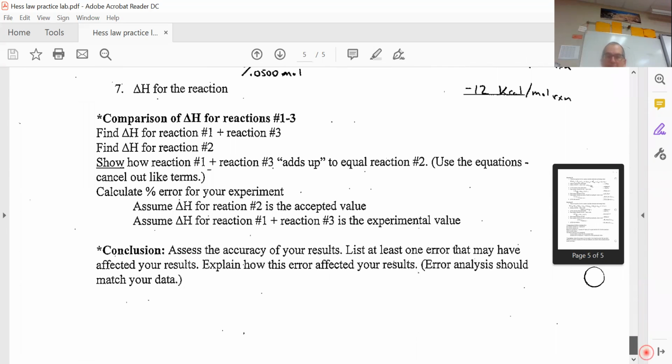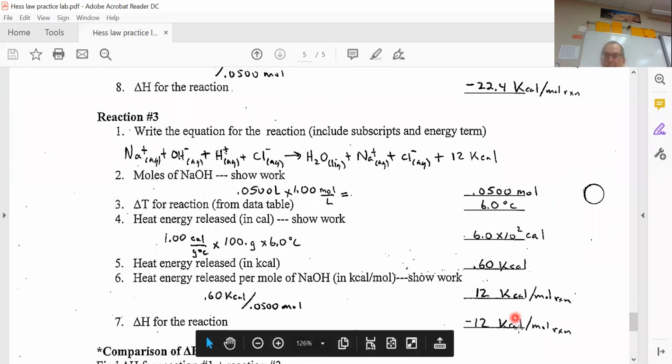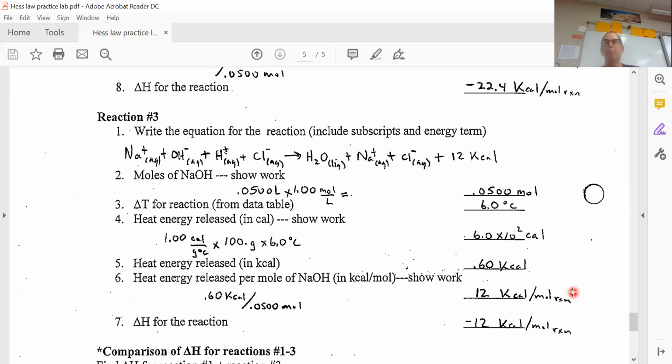So that is just a little bit of a Hess's law example, and then some of the specific calorimetry calculations, which is going to parallel pretty closely some of the things that you're going to be doing for your Hess's law lab. Thank you.